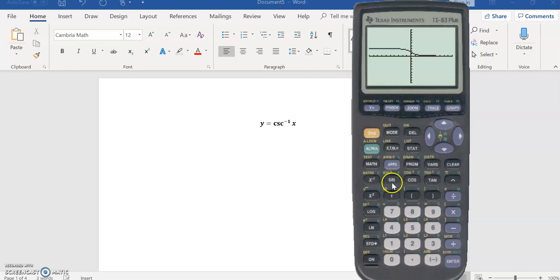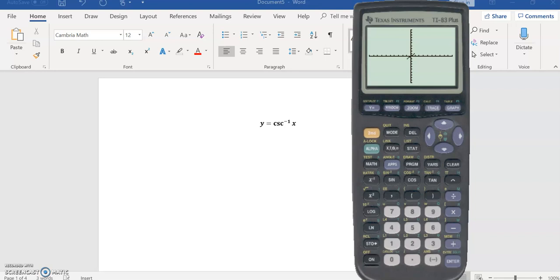So for instance, if I wanted to graph the arc sine, I would just put in second sine, which will give me arc sine of x, and it graphs it. Now I might want to change the window to better suit the domain, but that's all I might want to do. Now what about the other three?